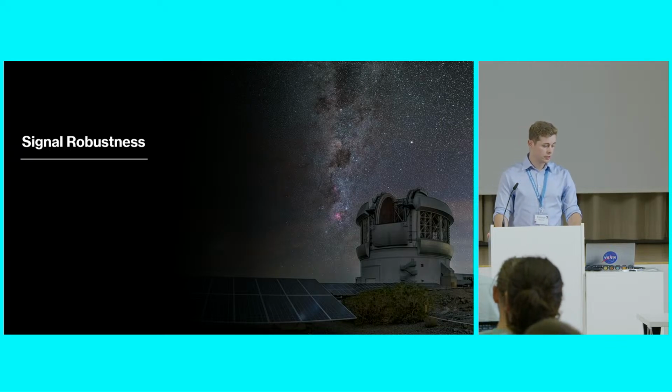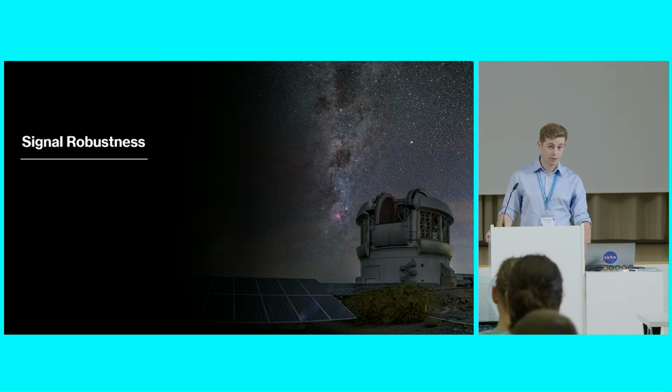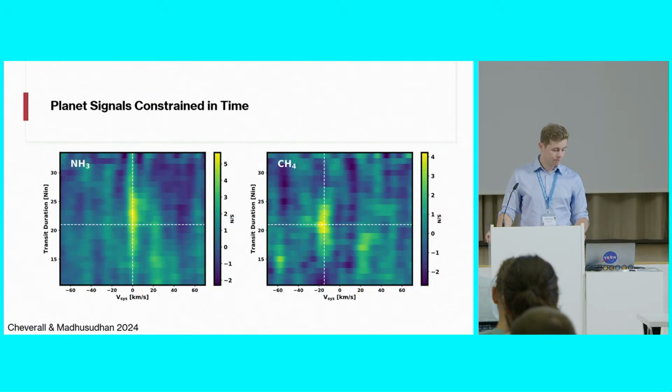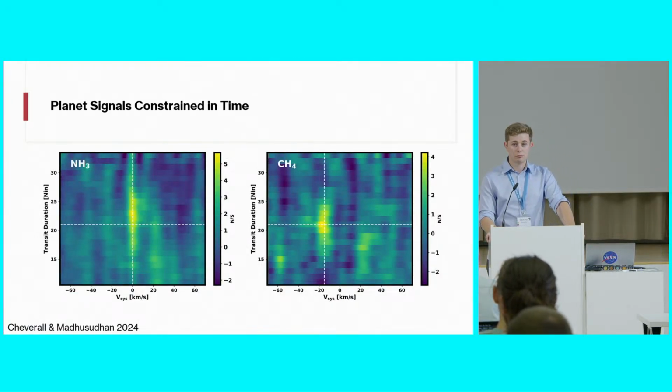I just want to finish up by talking about some of the robustness of these signals and how they vary. As I mentioned before, these signals are completely unconstrained in KP due to the small in-transit phase range, and that might be quite worrying. How can we tell the difference between a real planet signal and a spurious signal from uncorrected tellurics or stellar activity that just so happens to be at the right V-sys?